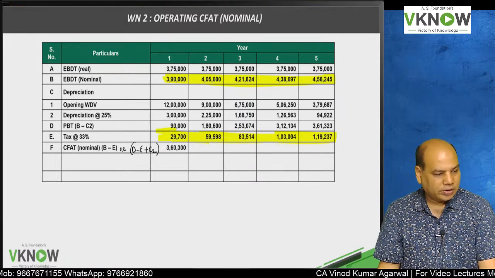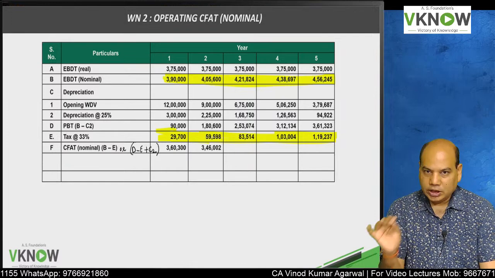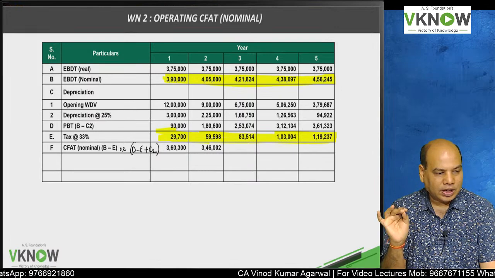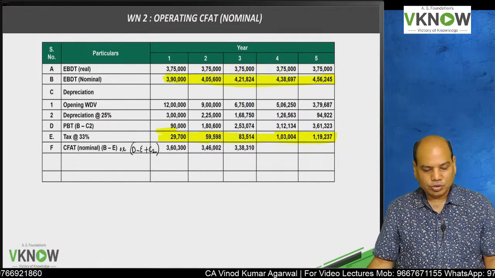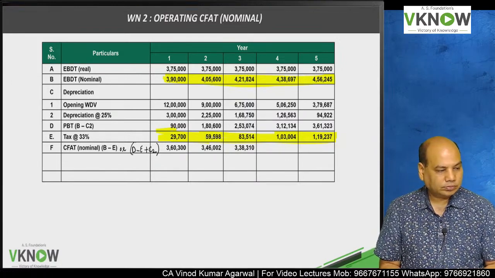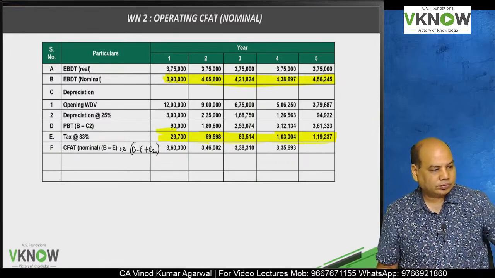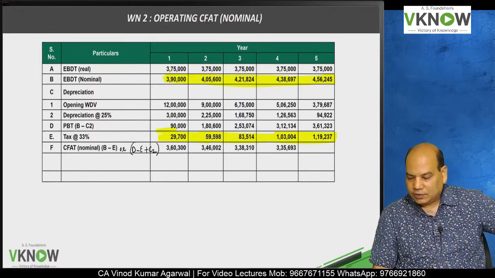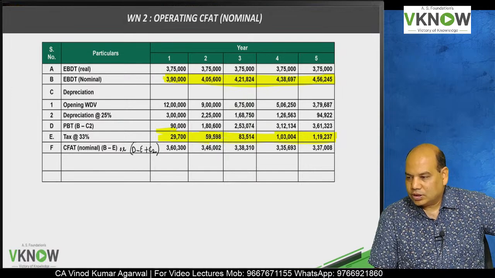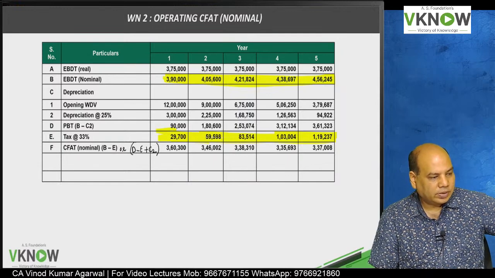360,300, 346,002. Write in notebook nicely. Every friend of yours will ask for your notebook. We are going to write so nicely all these answers. 338,310. I have arranged the question in the level of difficulty also. 335,693. 337,008.